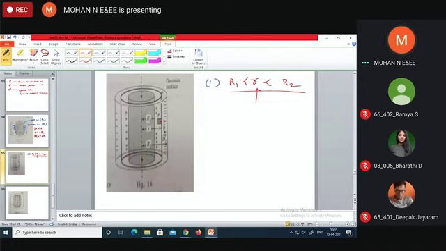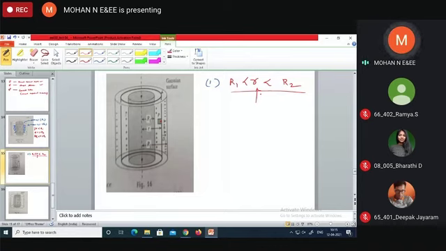Okay, that is what we have to assume. So this is a Gaussian surface, and it has to be a hollow surface. It is closed at both the ends, and it is coaxial to the other two cylinders.